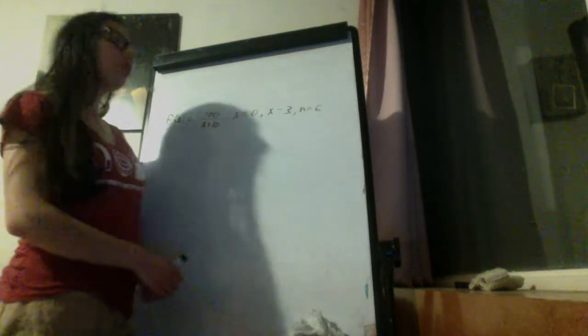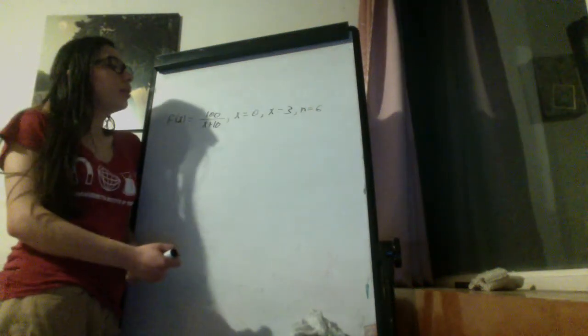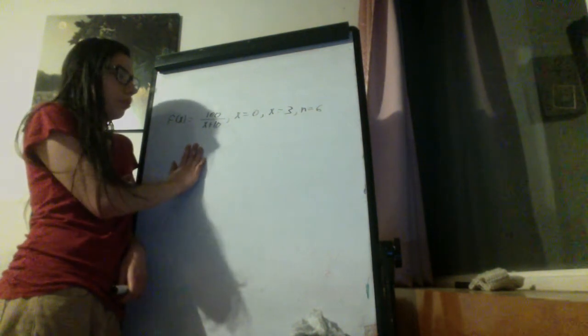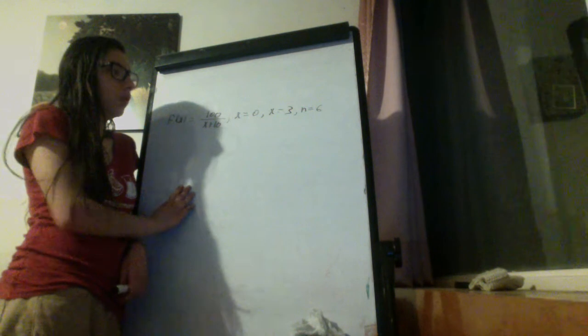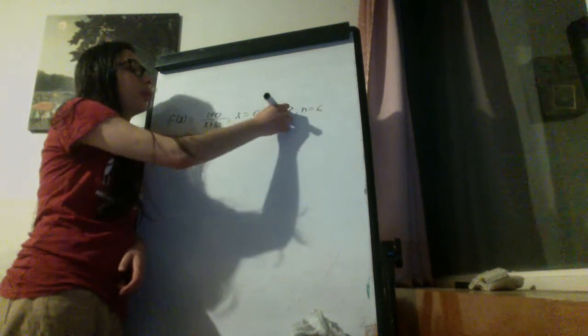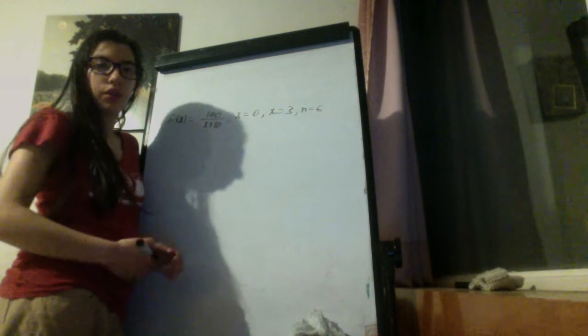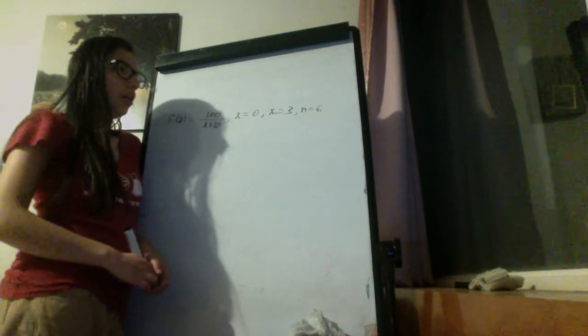In this video, we're going to approximate the area under the curve of the function f of x equals 100 over x plus 10 from x equals 0 to x equals 3 with 6 subintervals. Actually, it's just to put the sigma notation for right, left, and midpoint.